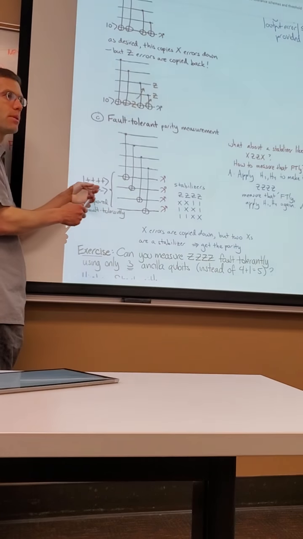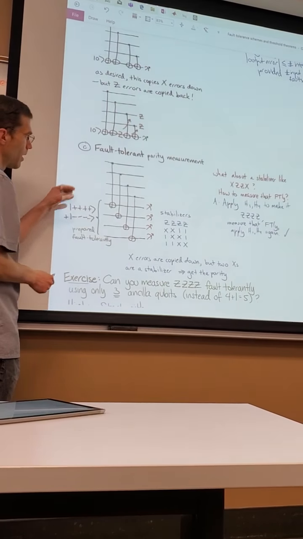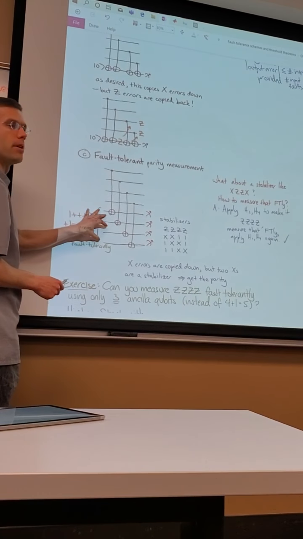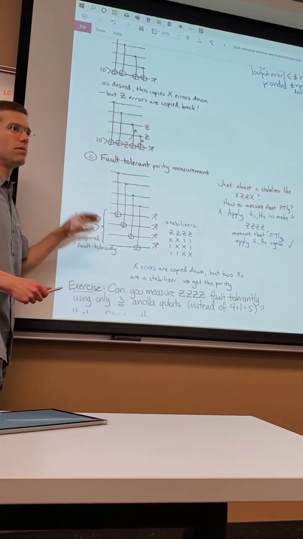0, it's plus, plus, plus, plus, plus, minus, minus, minus, minus. So that's a cat state in the X basis on these 4 qubits, and we do that fault tolerantly. How do we prepare that fault tolerantly? Up there, right? We prepare it, then we check.